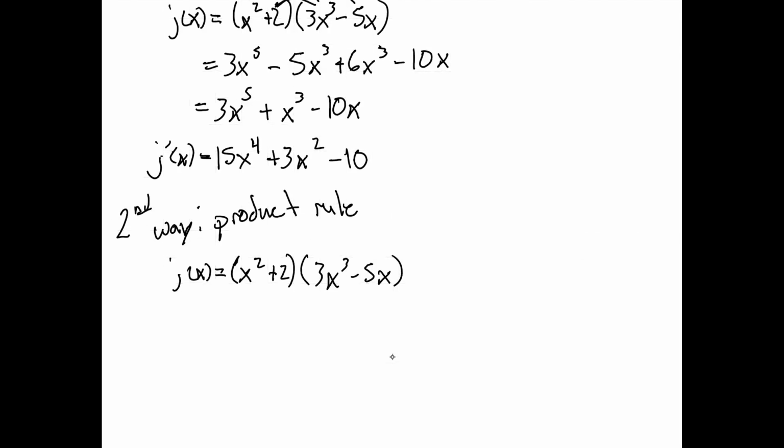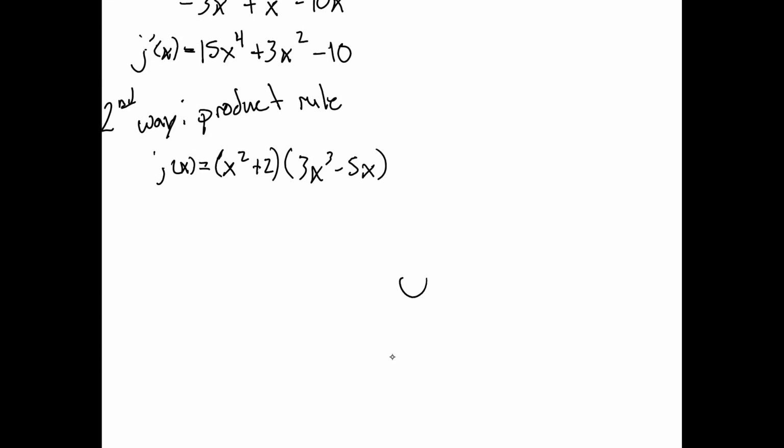So this is not something you need to do. This is something that is maybe a good idea to kind of think of and just keep in your mind. I'm going to explicitly write this out. So in this problem here, our f of x is x squared plus 2. Our g of x is 3x cubed minus 5x.